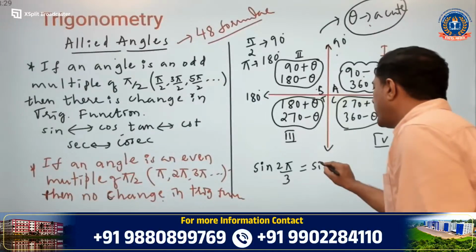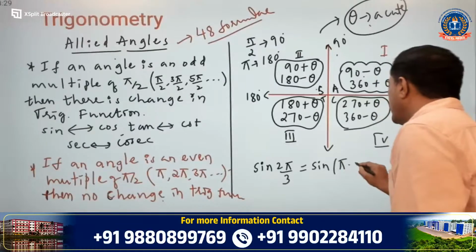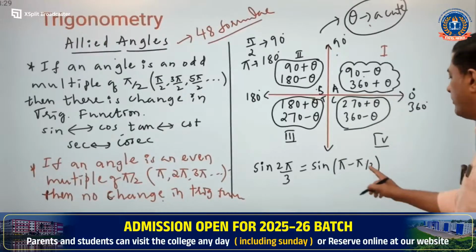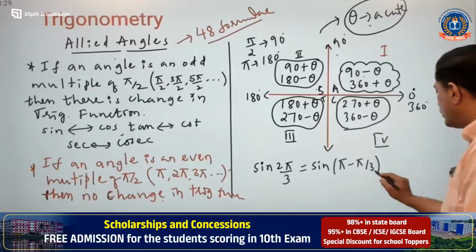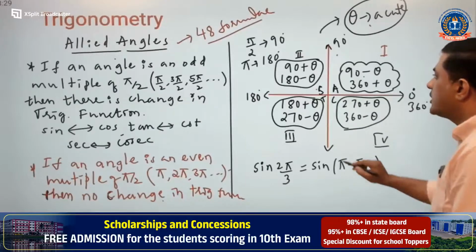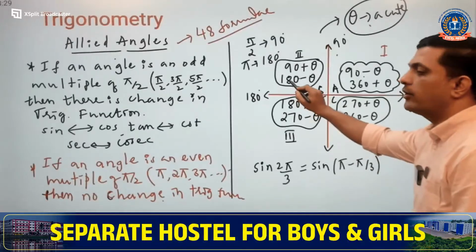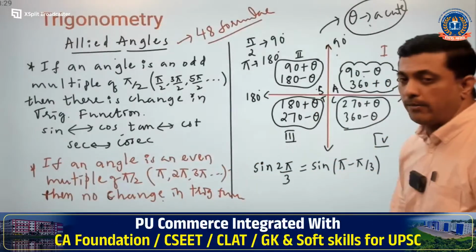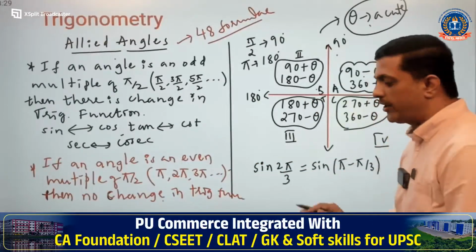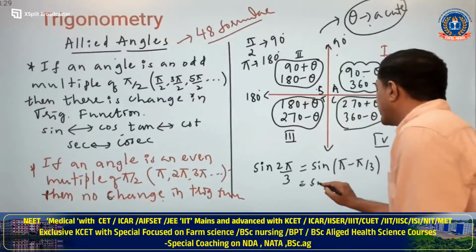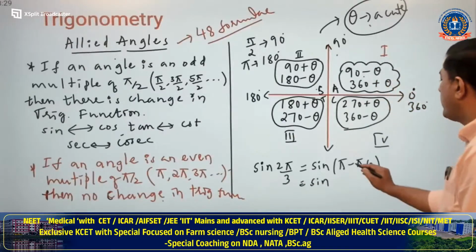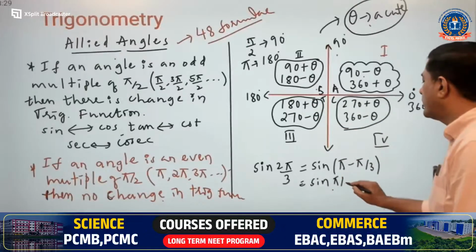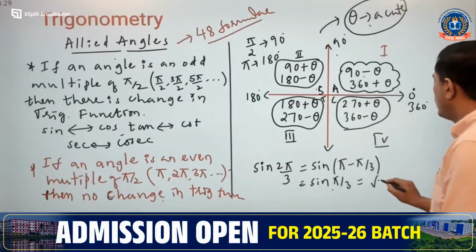I'll split 2 pi by 3 and write it as pi minus pi by 3. So it is pi minus theta. Pi is an even multiple of pi by 2, so there is no change in the trigonometric function. Pi minus pi by 3 is in the second quadrant where sign is positive, so the answer is sin pi by 3, and sin pi by 3 is root 3 by 2.